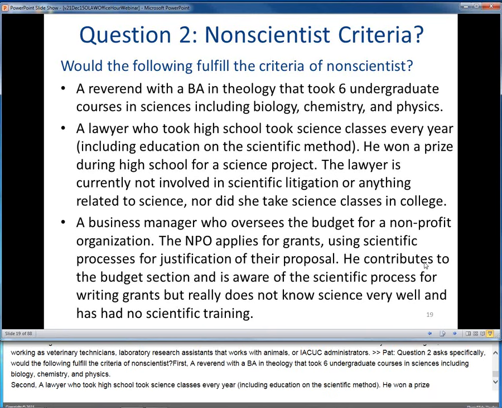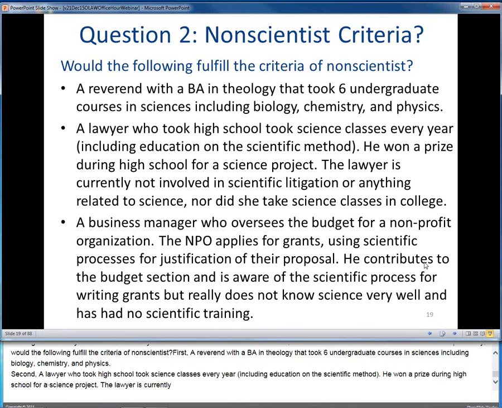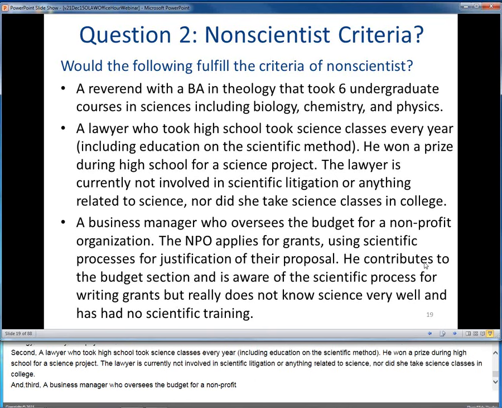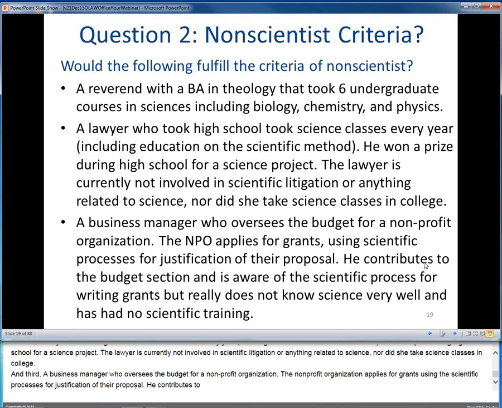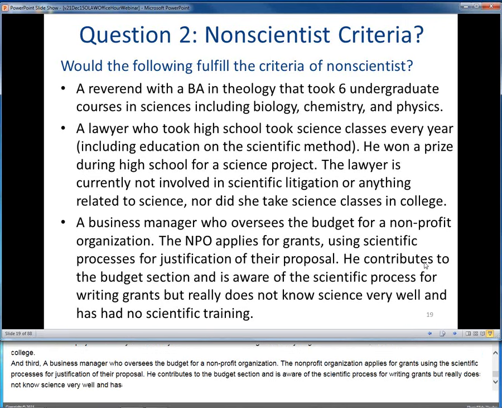The lawyer is currently not involved in scientific litigation or anything related to science, nor did she take science classes in college. And third, a business manager who oversees the budget for a nonprofit organization. The nonprofit organization applies for grants using scientific processes for justification of their proposal. He contributes to the budget section and is aware of the scientific process for writing grants, but really does not know science very well and has had no scientific training.